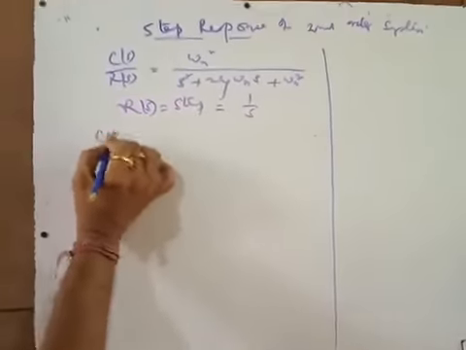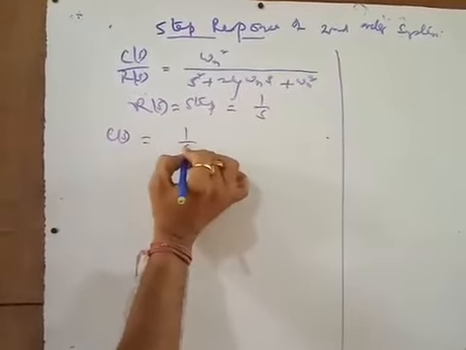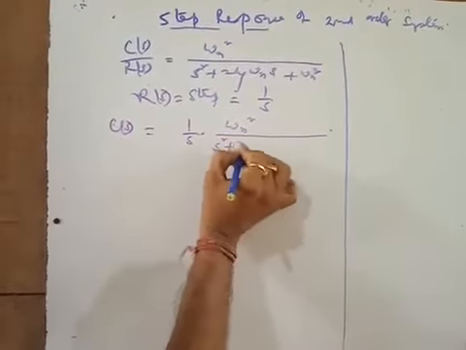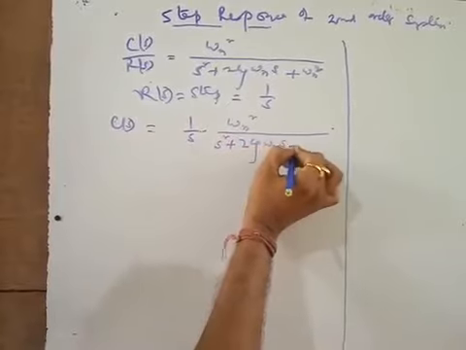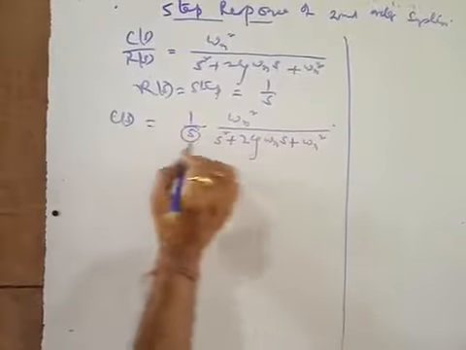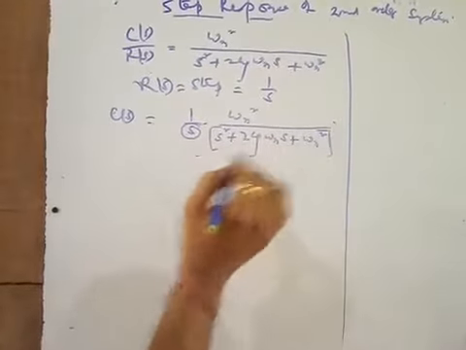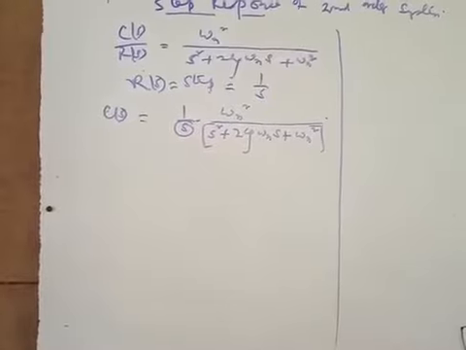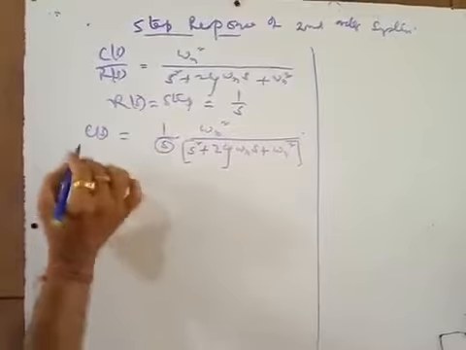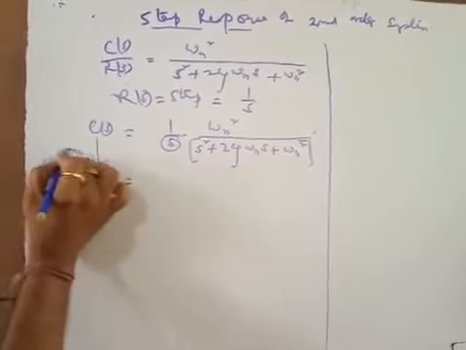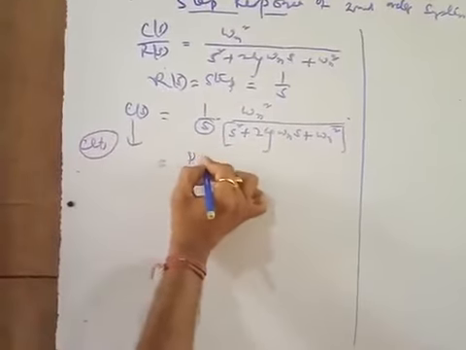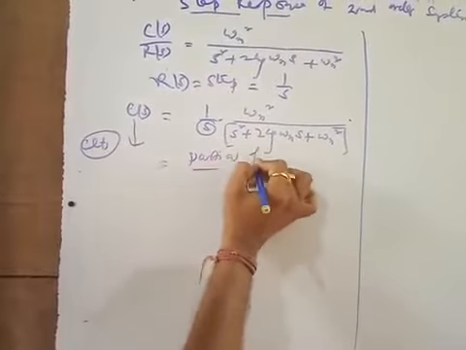So you get C(s) is equal to 1 by s into omega n square by s square plus 2 xi omega n s plus omega n square. Now see, in the denominator there are two factors, one is s and another is s square plus 2 xi omega n s plus omega n square. That means this is a second order factor, right? So in order to get the step response, what you have to do is get the partial fraction expansion of it.